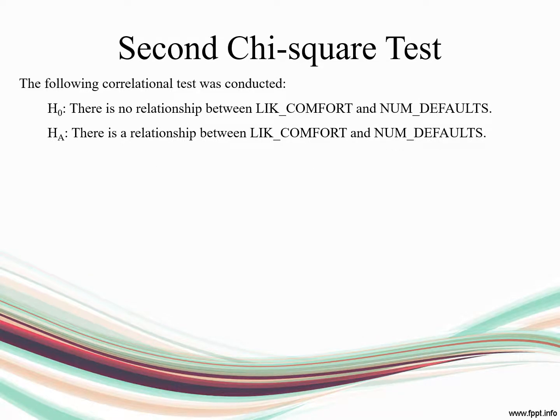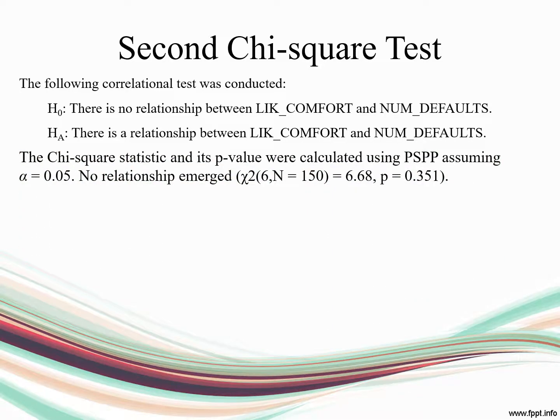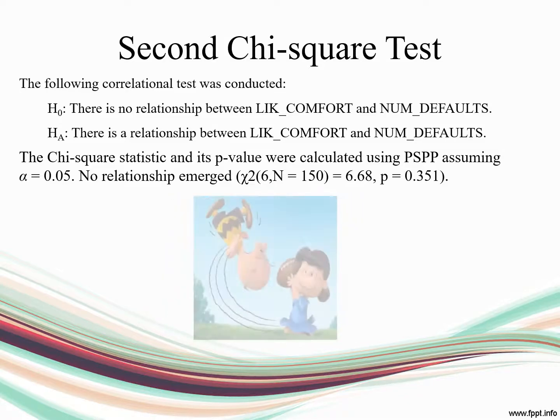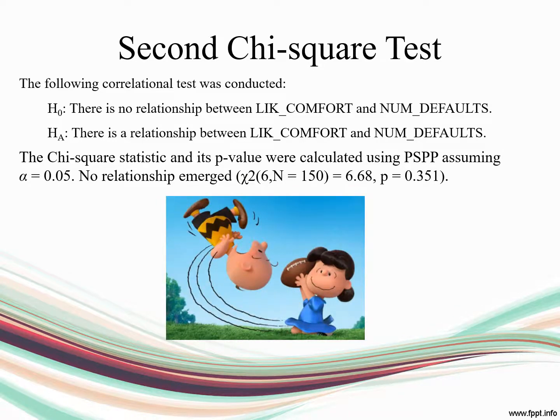The second chi-square test. The following correlation test was conducted. The null hypothesis was there is no relationship between light comfort and number of defaults. The alternative hypothesis was there is a relationship between light comfort and number of defaults. The chi-square statistic and its p-value were calculated using PSPP, assuming alpha equaled 0.05. Based off of this, there was no relationship that emerged. The chi-square equaled 6.68 and the p-value equaled 0.351.